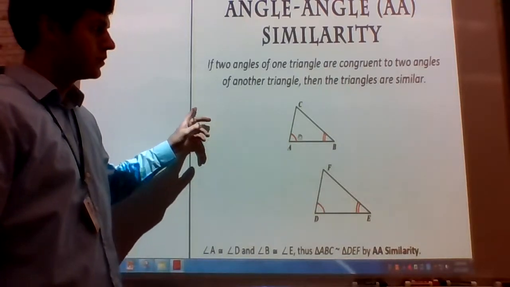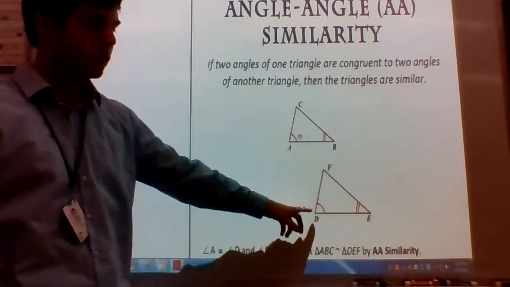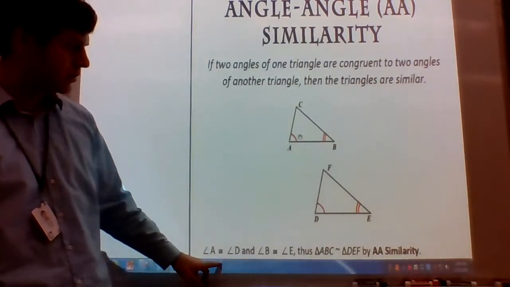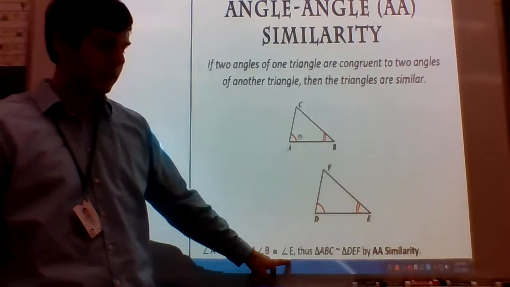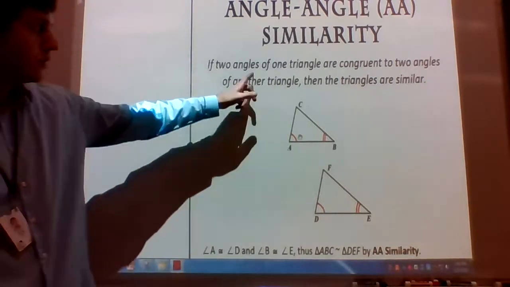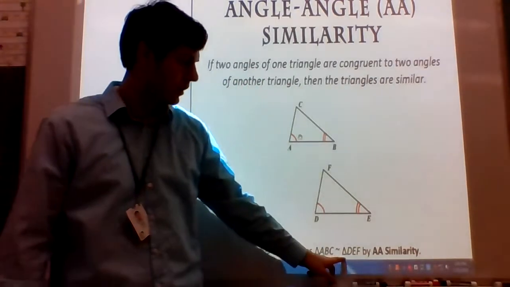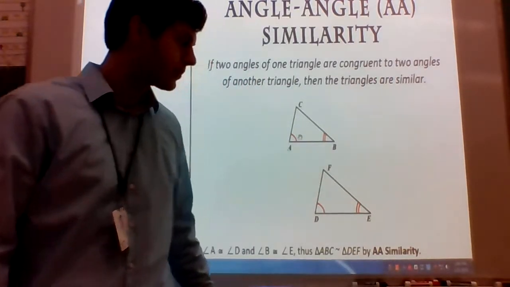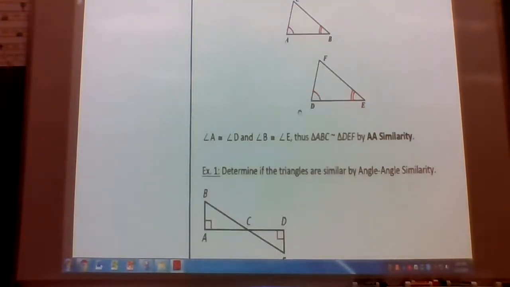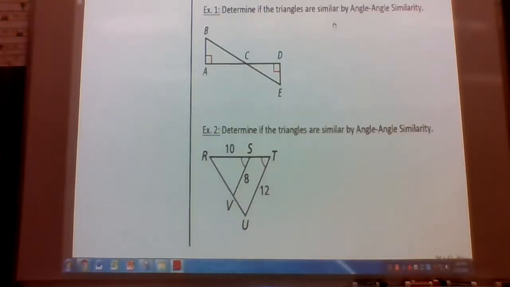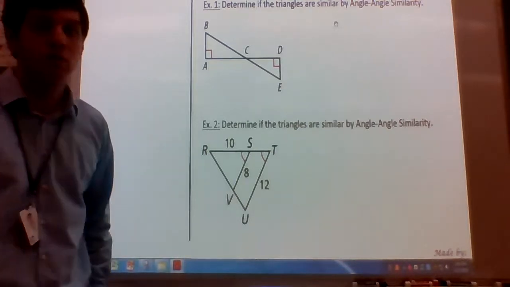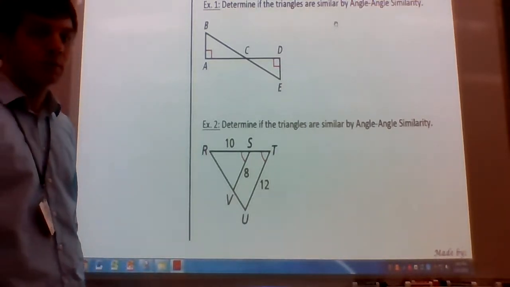So the first one, if 2 angles of a triangle are congruent to 2 angles of another triangle, so if 2 pairs of corresponding angles are congruent, here angle A is congruent to angle D, and angle B is congruent to angle E. So how many corresponding pairs of angles do we have? We have 2. So if we have 2 angles, we can say the triangles are similar. Okay. We can say the triangles are similar if we find 2 pairs of angles that are congruent.